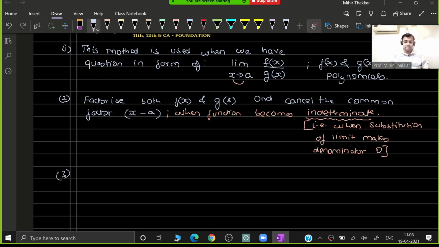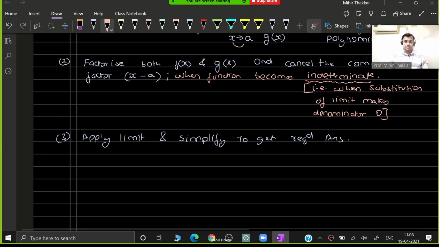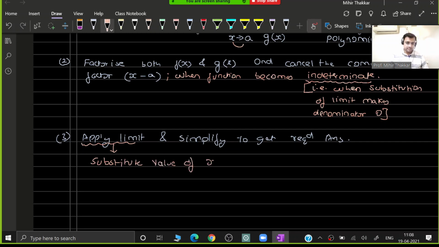And then point number 3, when you cancel the common factor, apply limit and simplify to get required answer. In this case, apply limit means that substitute value of x as a.